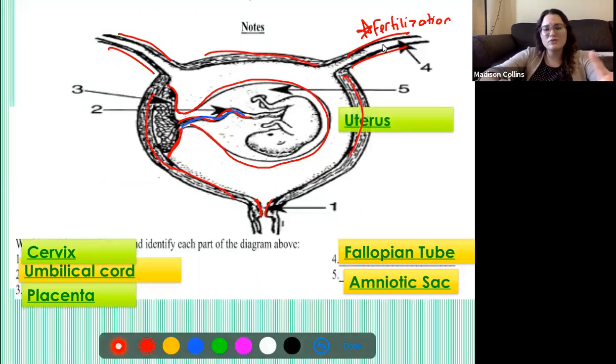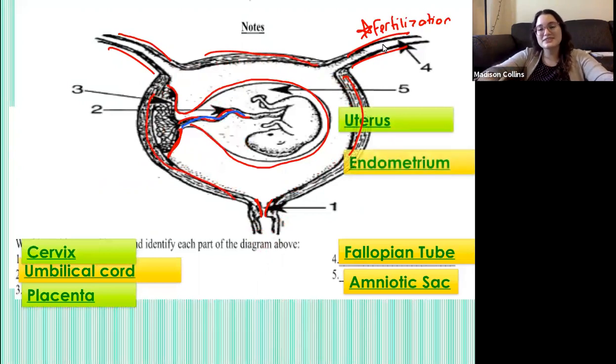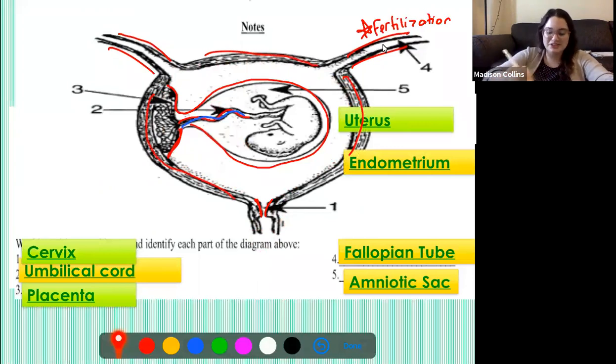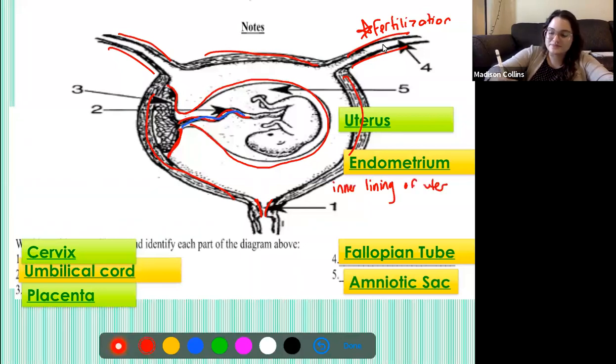But I've also got one more structure I want us to know, and that is this inner lining of the uterus. Remember, it's going to build up every month, and then if this baby isn't developing, it will be removed from the body through the menstrual cycle. So that inner lining of the uterus is known as the endometrium. So I'm actually going to write that down. So this endometrium is the lining or inner lining of the uterus.